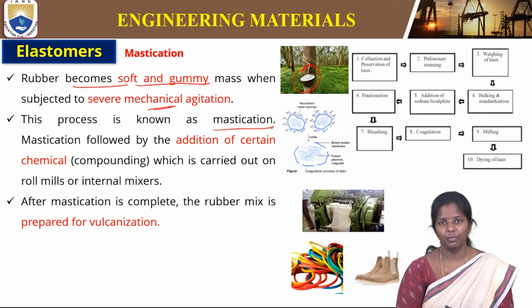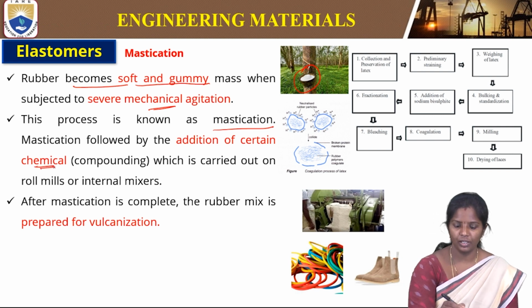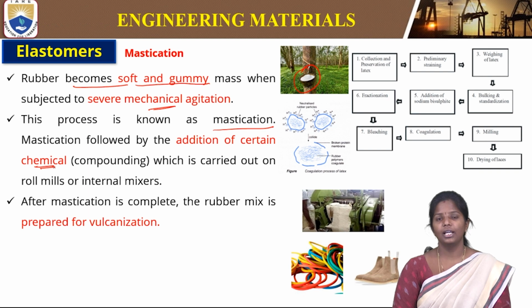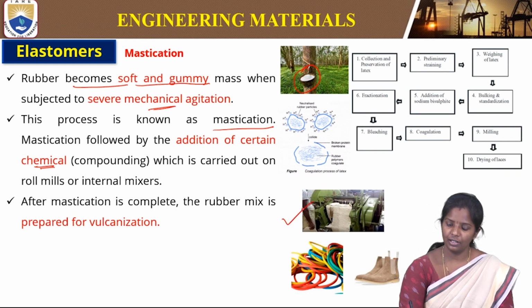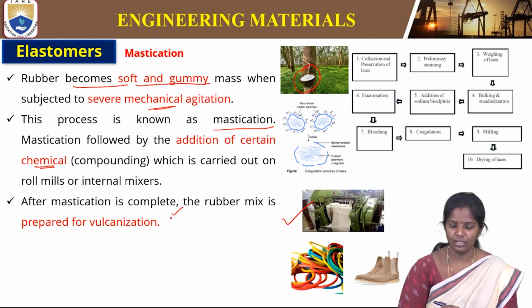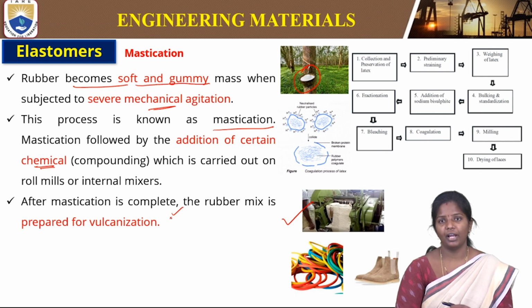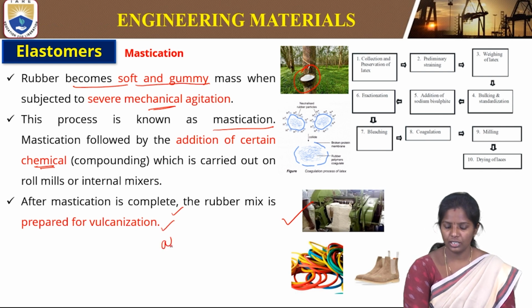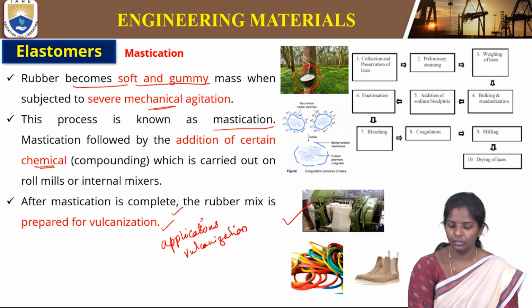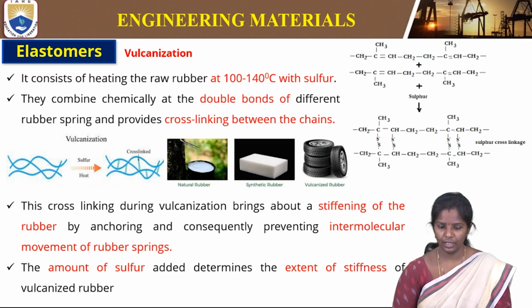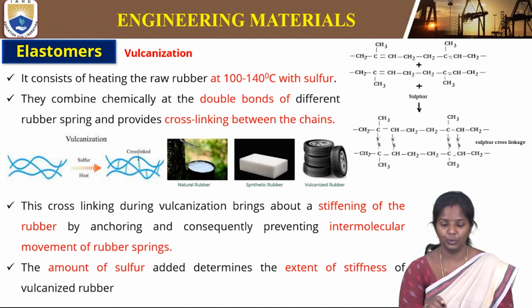This is followed by the addition of certain chemicals. After mastication, chemicals are added and then the mix is introduced into rollers for rolling into sheets. After mastication is completed, the rubber mix is prepared for vulcanization. Depending on the applications, other treatment, vulcanization, is done for the processing. So let us see what we will be doing in this.